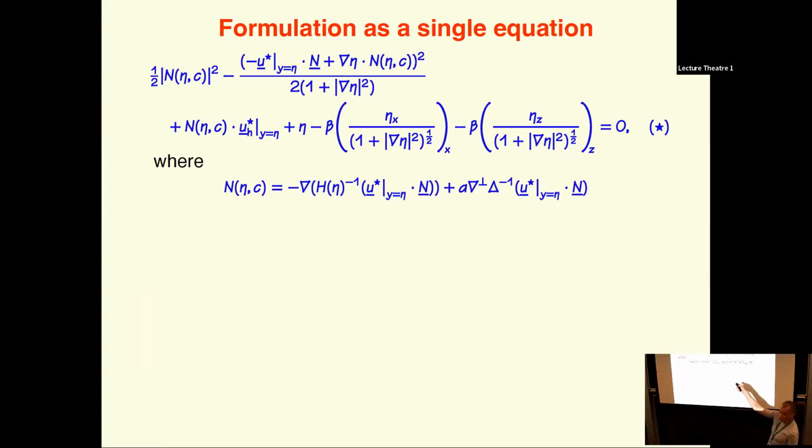U star is the trivial flow, and U star H is the horizontal part of it. So what should we call this? Let's call this the generalized Oliveras equation. So sorry to embarrass you, Katie. We are all friends here.